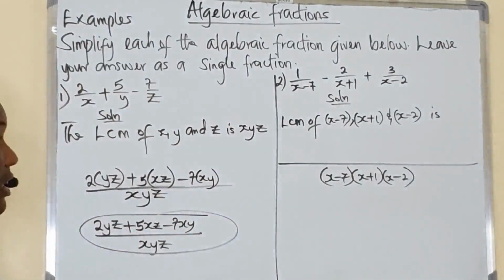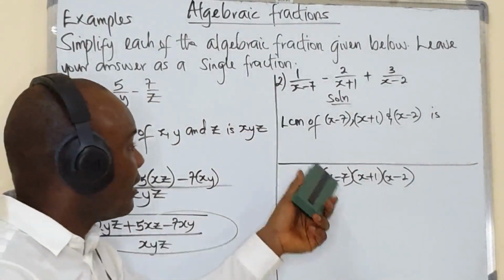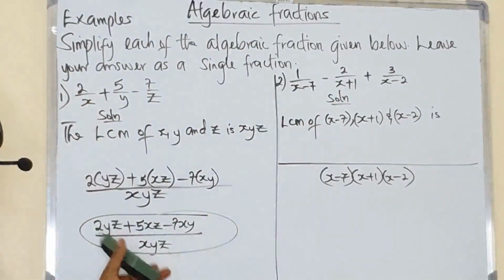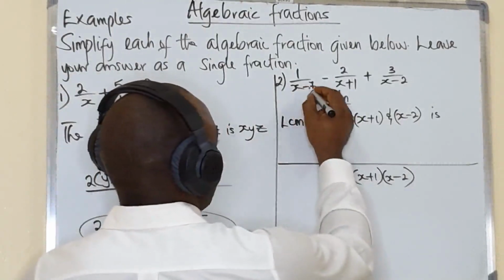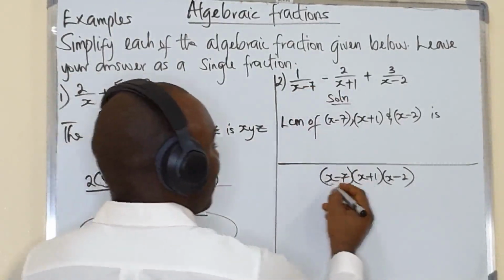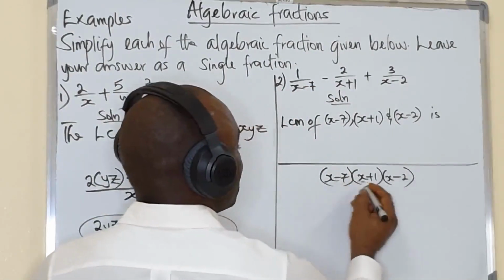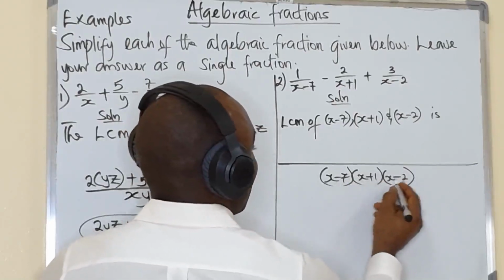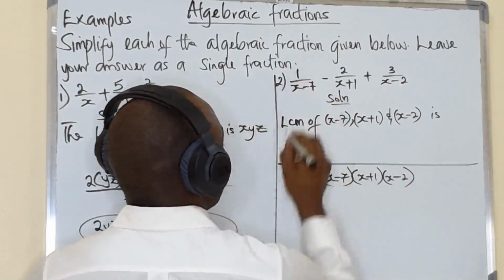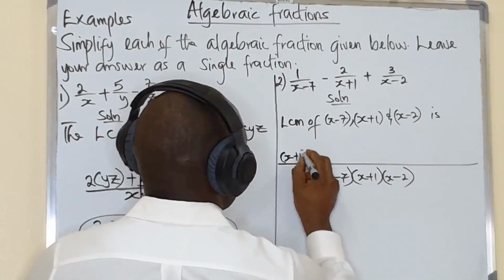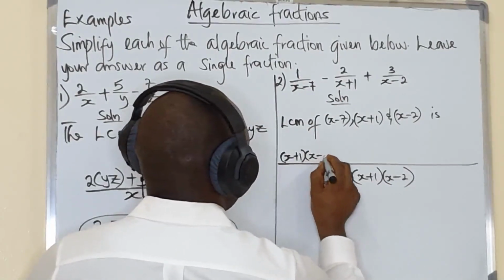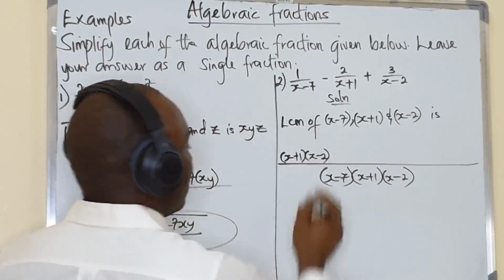Let us proceed and see how we can also apply the same method just like we solved in question 1. So to begin, I'll bring x minus 7 on the first denominator to divide the LCM. That leaves me with x plus 1 and x minus 2. So I'll be multiplying that by 1, and that leaves me with the same thing. So x plus 1 and x minus 2 remain.